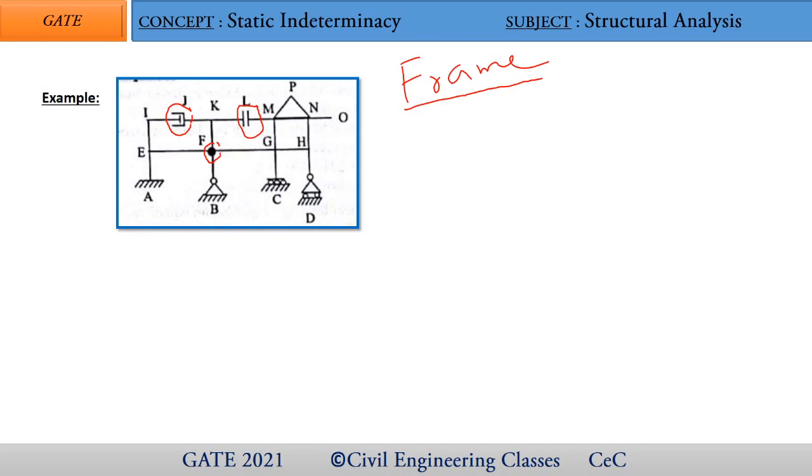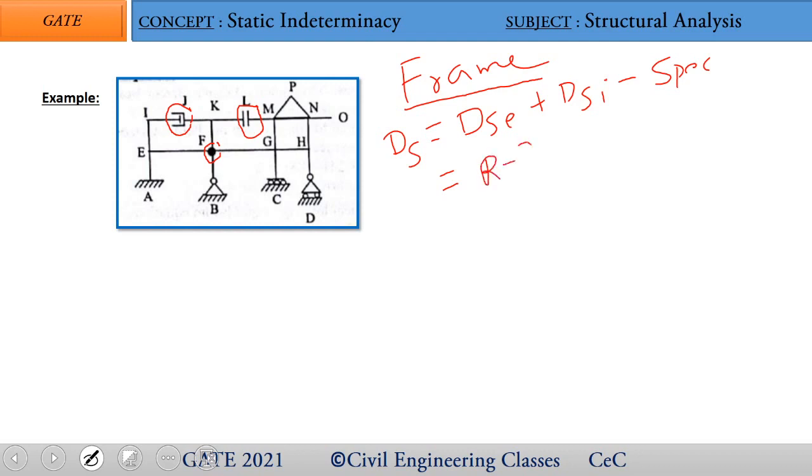Okay. So now here, what is the static indeterminacy for a frame? That is external plus internal minus some special conditions. Okay. So external static indeterminacy is nothing but r minus 3, because it is only a plane frame. So internal static indeterminacy for a plane frame is equal to 3 times c, okay, minus special conditions. Okay. So now first of all we will find the number of reactions.